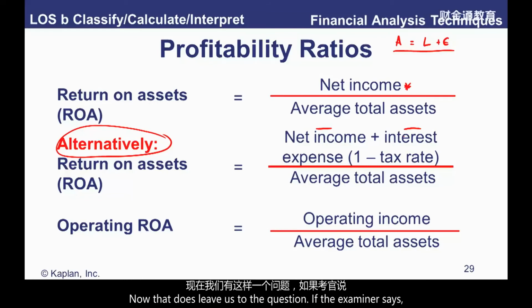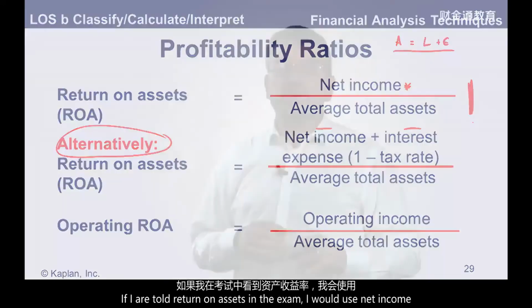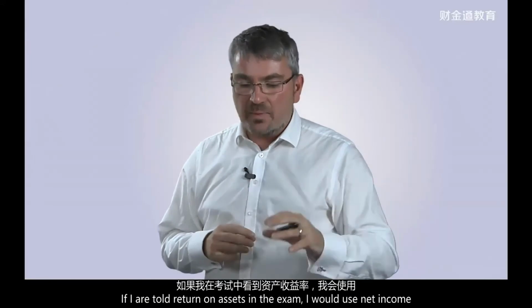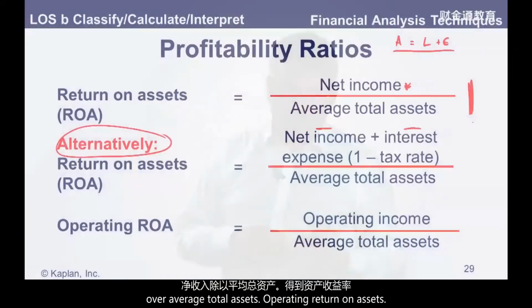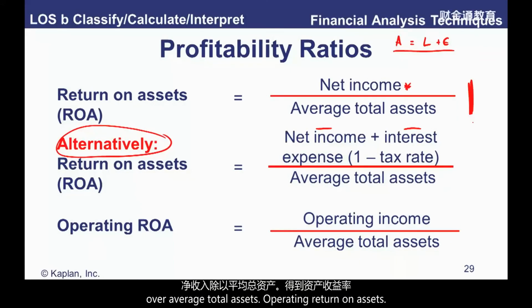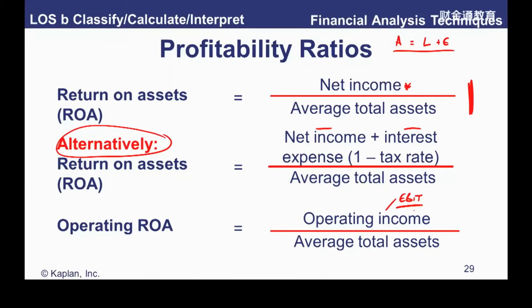Now that does lead to the question, if the examiner says calculate return on assets, which one should you use? I have to say probably more traditionally is the first calculation. So if I was told return on assets in the exam, I would use net income over average total assets. Operating return on assets, notice that's our operating income over average total assets. Again, classically we would probably use EBIT as a proxy for our operating income.